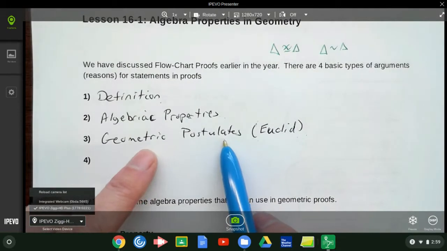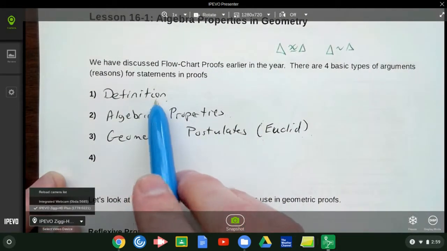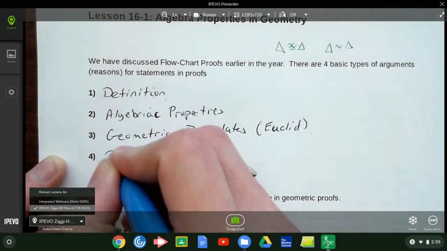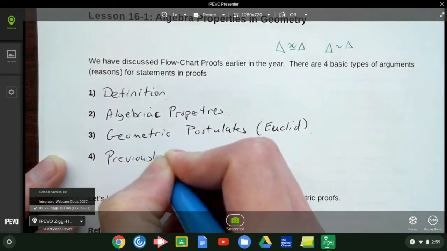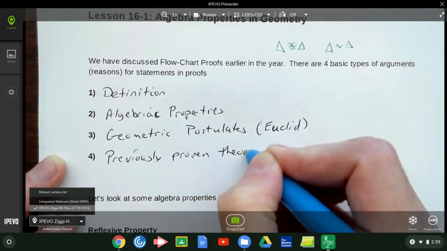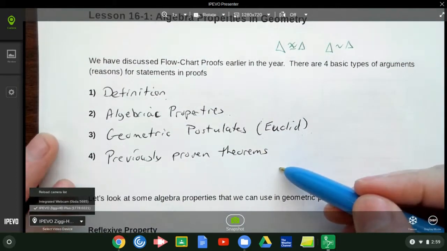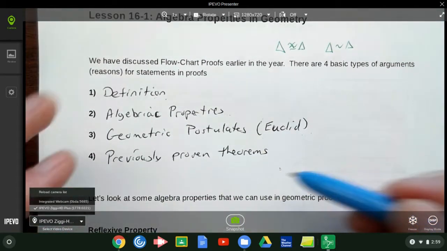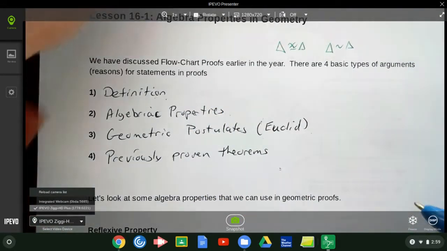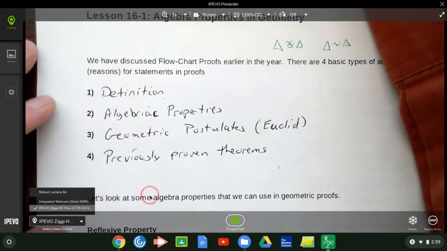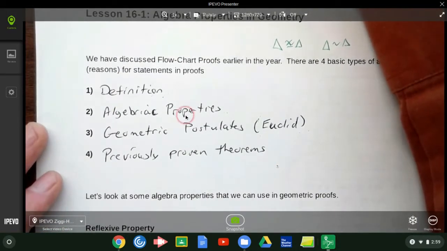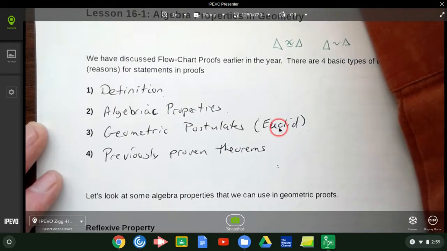But once we got to that, we started to prove other things. From definitions, properties, and postulates, we began to prove other theorems. So, previously proven theorems: that's anything that we've already proved to be true. We can use that to prove new things, and then use those new things to prove other new things. This is what we're really focused on in this unit, using this type of stuff to do our proofs. But like I said, we're going to start right here at algebraic properties.